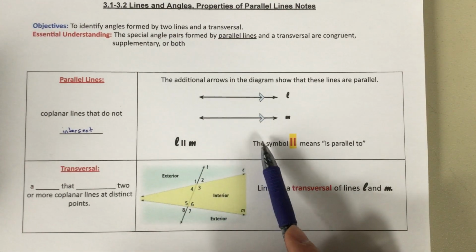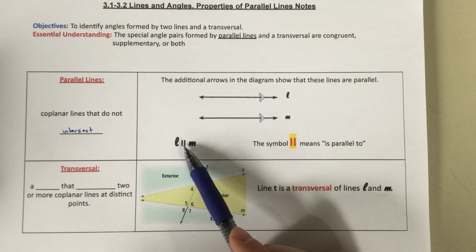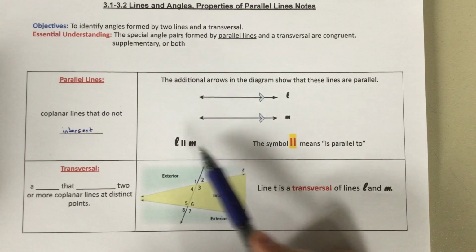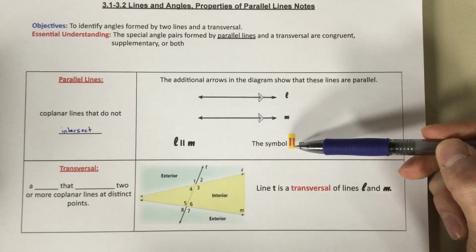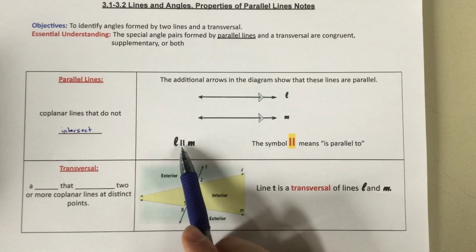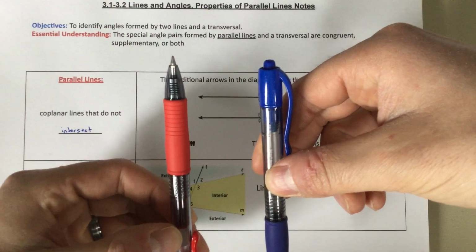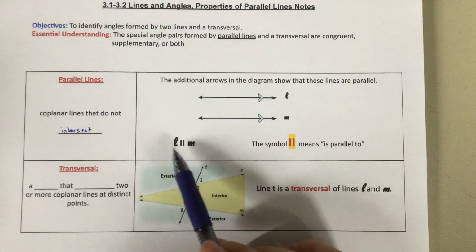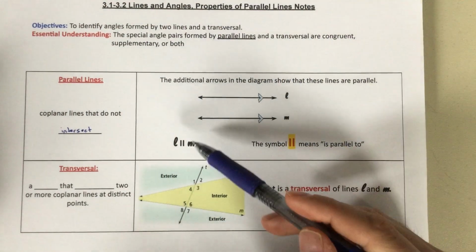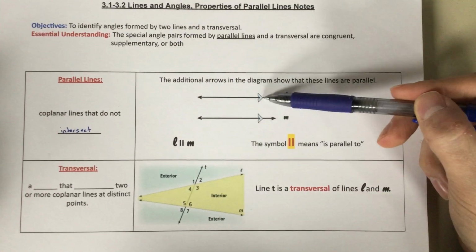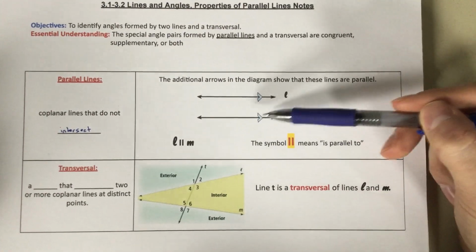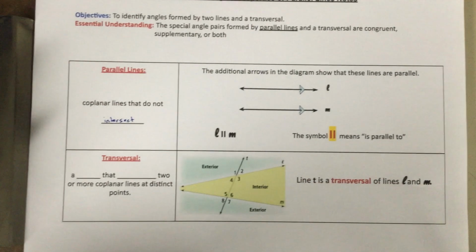We can write this as L is parallel to M. This symbol with the two lines next to each other means parallel. It's almost like you take your equal sign and you're rotating it this way. We get parallel. So L is parallel to M. So you're either going to see this statement or you're going to see these two arrows that tell you that those are parallel.